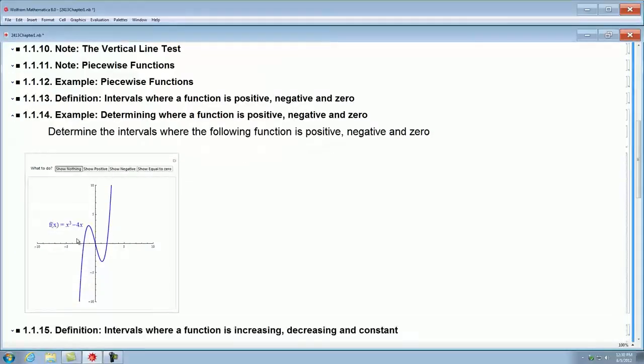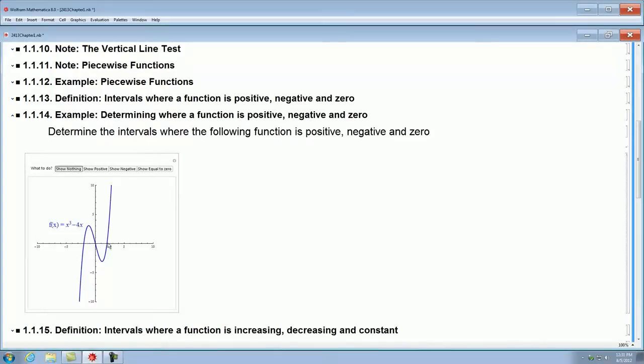So right now we have a function, x cubed minus 4x. You can see it comes up, back down, back up. Let's figure out where the following function is positive, negative, and 0. So first let's start with positive. Positive would be everywhere where the function is above the x-axis, which would be right here in this area.